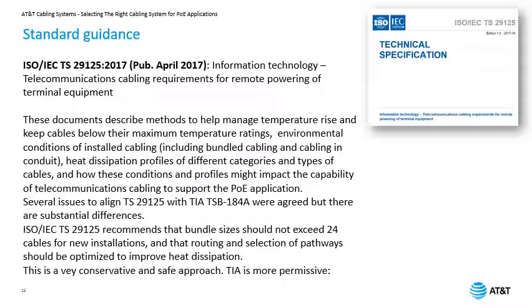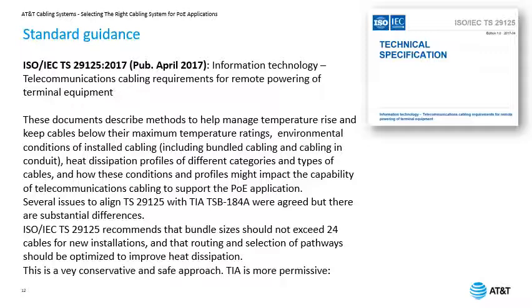In addition to TIA standards, there is ISO IEC TS 29125, which was published in April 2017. This standard is information technology, telecommunication cables, requirements for remote powering of terminal equipment. These documents describe methods to help manage temperature rise and keep cables below their maximum temperature rating.